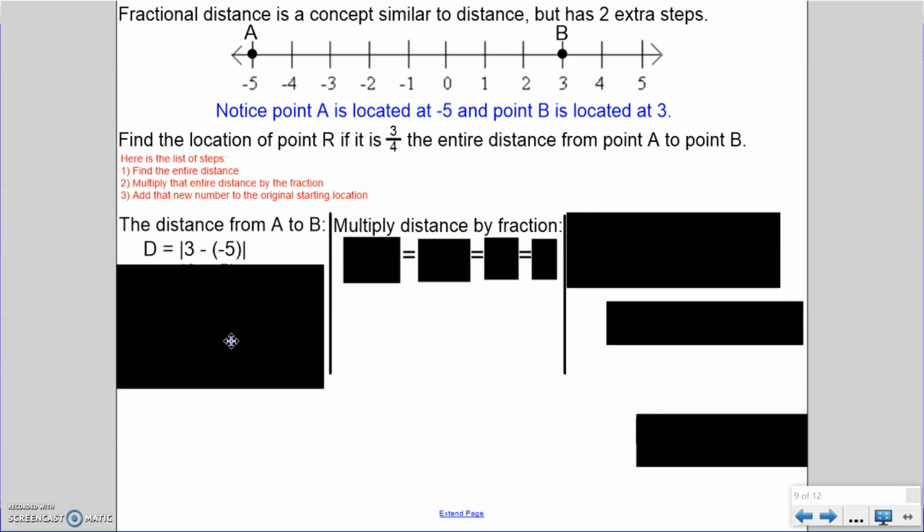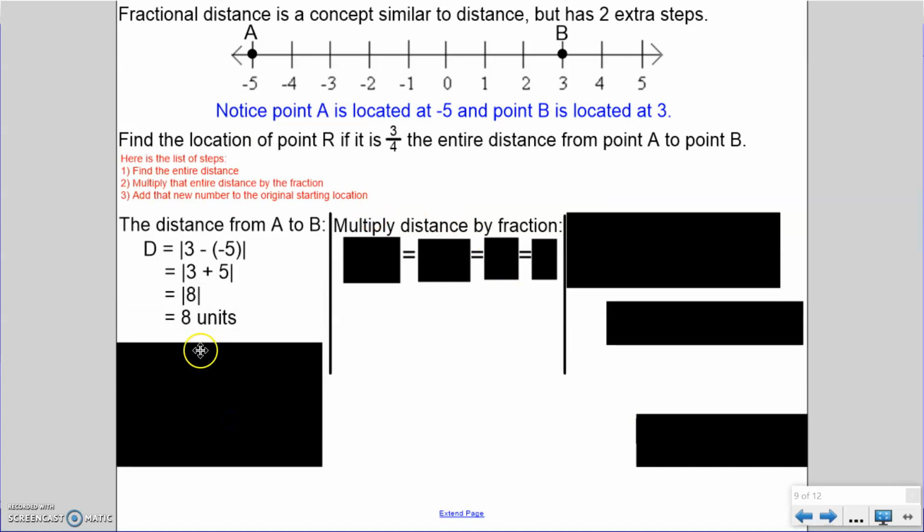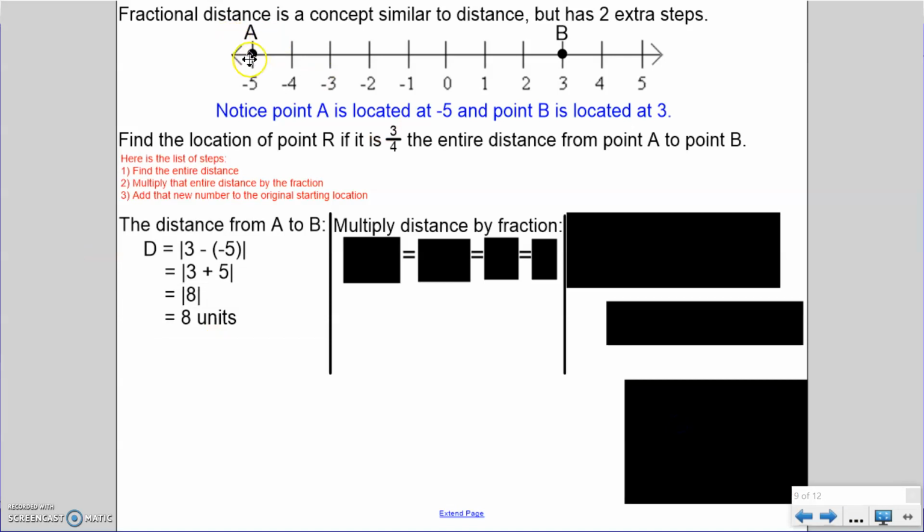All right, so first we have to find the entire distance. We'll do 3 minus -5, that's 3 plus 5, that's 8, and it comes out positive 8. So we know the whole thing from A to B is 8 units. Now we only need 3/4 of that. We need a fraction of that distance. So we're going to do 3/4 times 8. Hopefully you know to multiply fractions. You make the other thing a fraction. Then you multiply numerator times numerator, top times top, to get 24. Then bottom times bottom, 4 times 1 to get 4. And always simplify. 24 divided by 4 is 6.